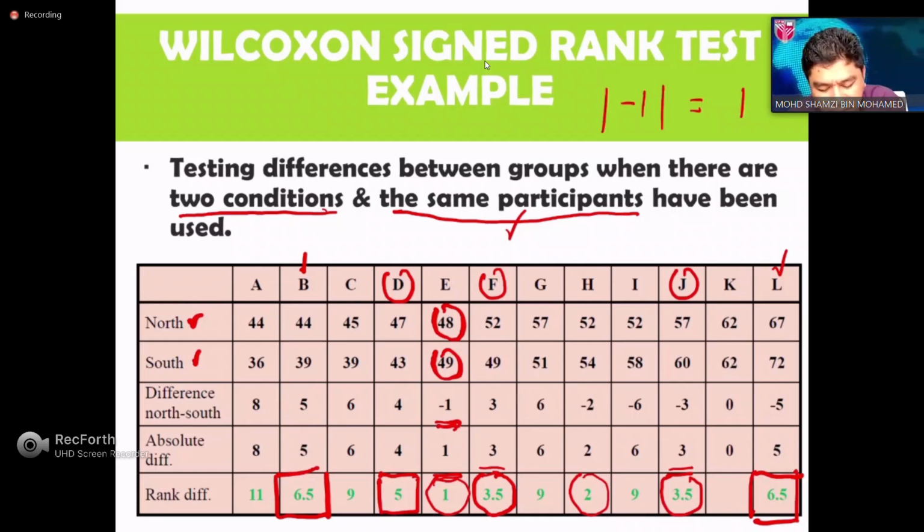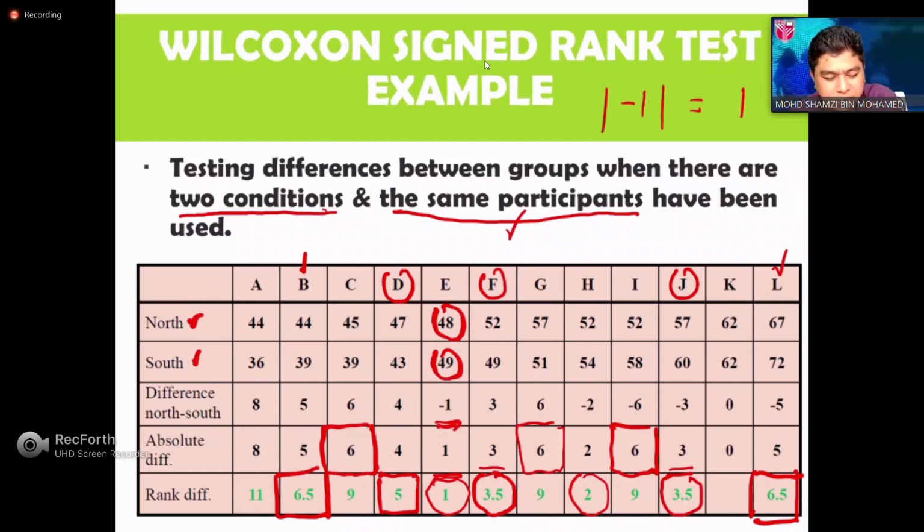Sorry, 8, 9, and 10. Here there are 3 samples that have the same difference of 6, 6, 6. So the ranking 8, 9, 10 is shared, split between the three. So 8 plus 9 plus 10, and then you divide by 3, you will get 9. Okay, so on and so forth. So that's how you do Wilcoxon ranking.